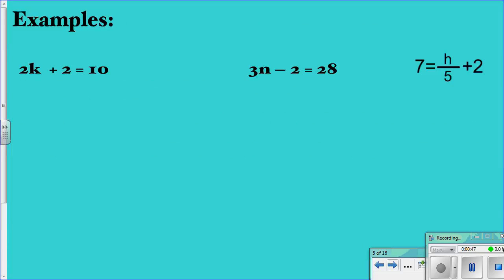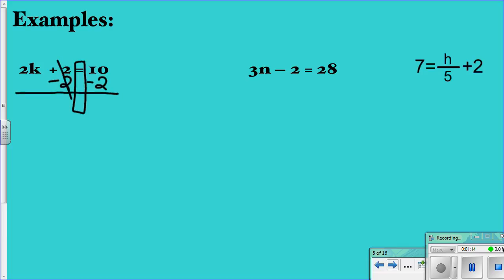Okay, so our first example here, we're going to draw a balance beam down from the equal sign. We look for the variable and we see k is the variable attached to the 2 through multiplication and another 2 through addition. So we're going to start with adding or subtracting first. So we are going to subtract, which is the inverse of add.